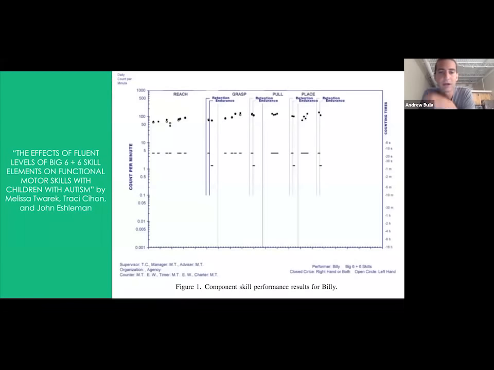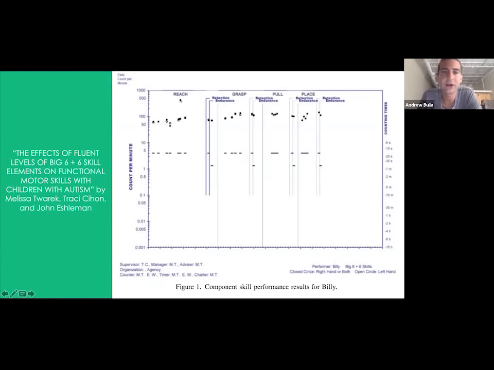So this is from Shihon and colleagues, and the title is The Effects of Fluent Skills of Big 6+6 Skills Elements on Functional Motor Skills with Children with Autism. So in this study, the authors targeted a variety of tool skills from the Big 6+6. And the Big 6+6 comes from the precision teaching world and looks at what are those basic fine motor and gross motor responses that are needed for almost all motoric behavior.